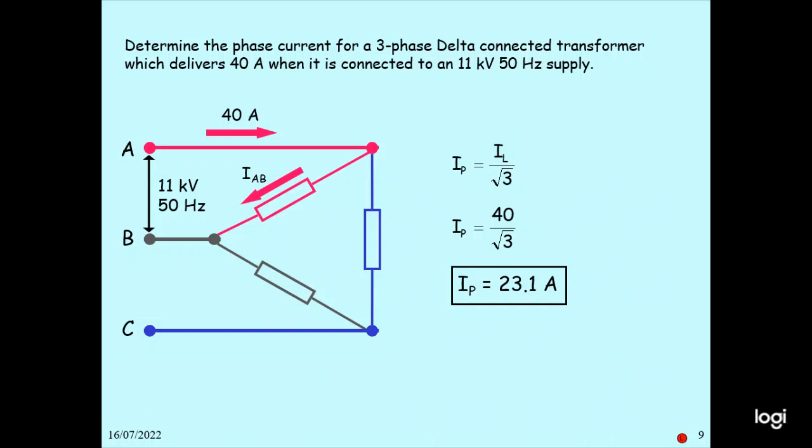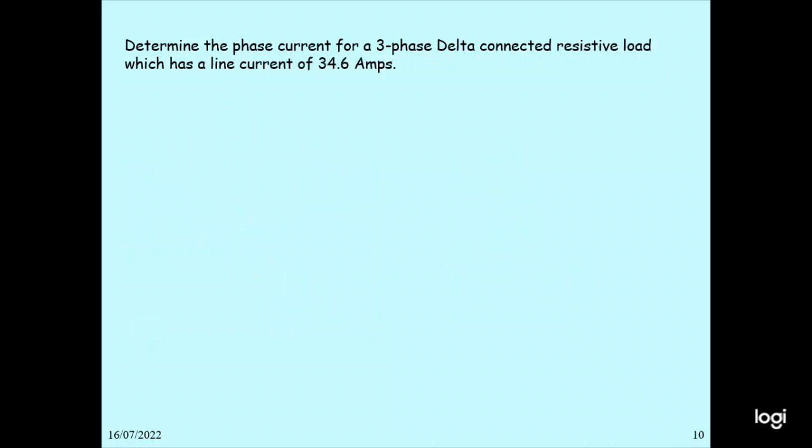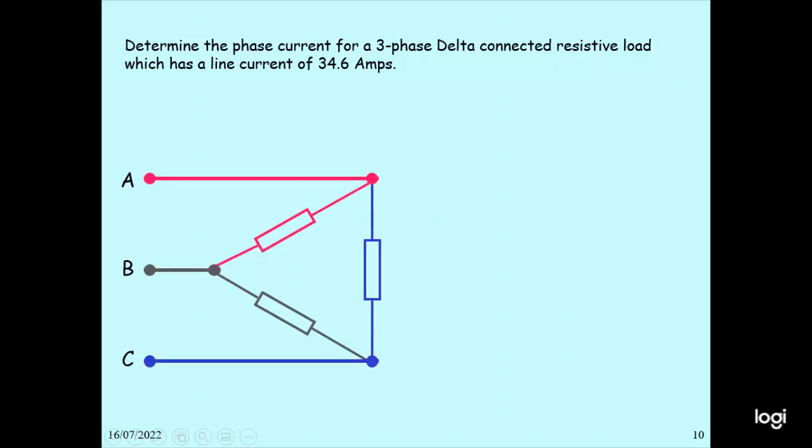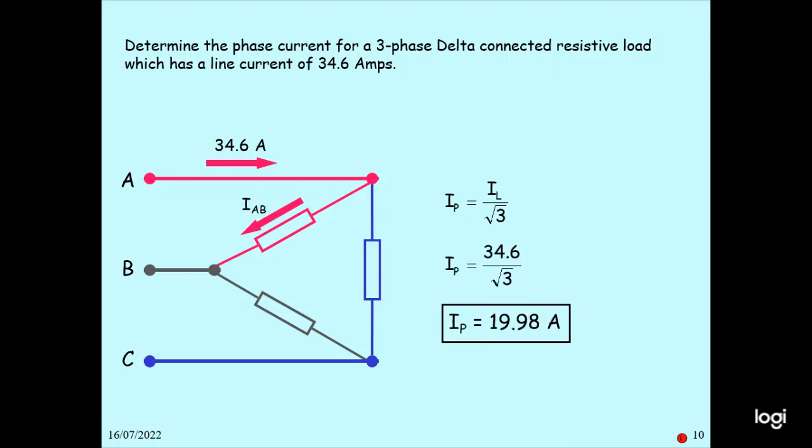Similarly, the next one is to determine the phase current for a three-phase delta connected resistive load, which has a line current of 34.6 amperes. In this case, we make the ABC delta connection. 34.6 amperes is the line current, and IAB is the phase current. I phase equals IA by root 3, so 34.6 by root 3, you get 19.98 amperes.